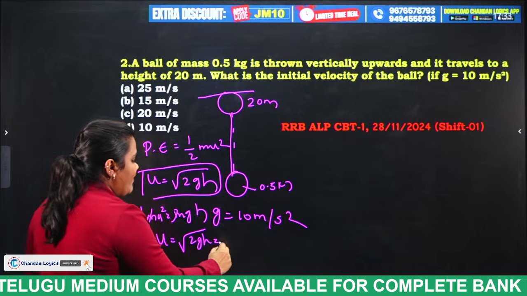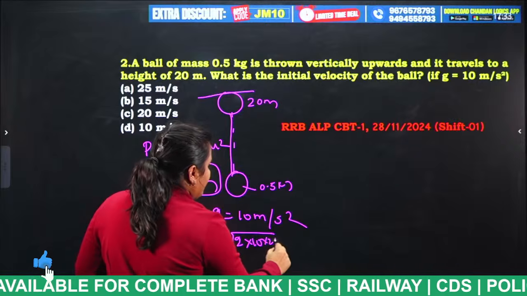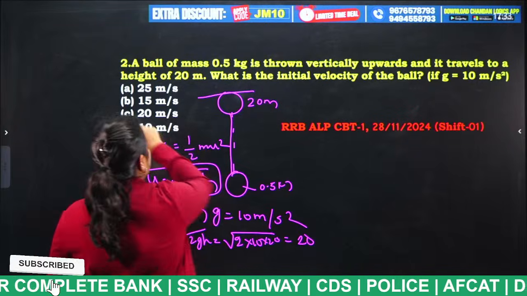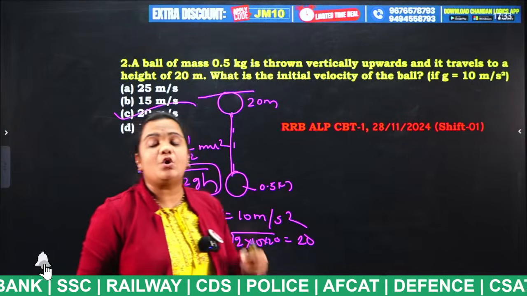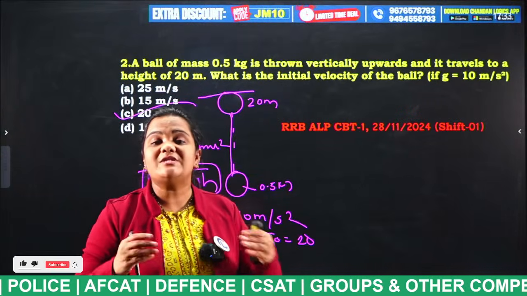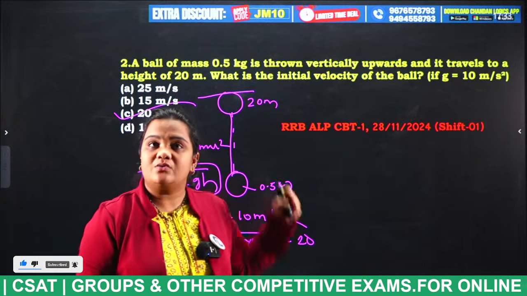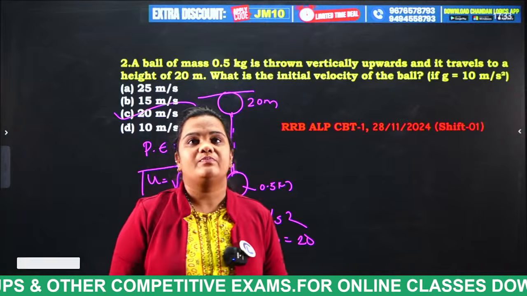Now substitute the values in the given formula. 2 into 10 into 20. So what will you get, students? 20 meters per second. So the ball is thrown at an initial velocity of 20 meters per second. So this is what the problem is. So next question.